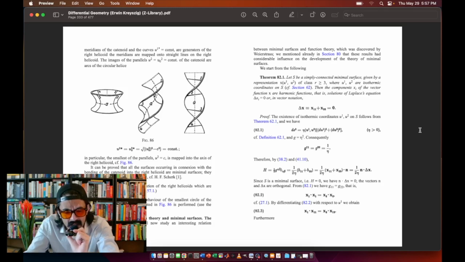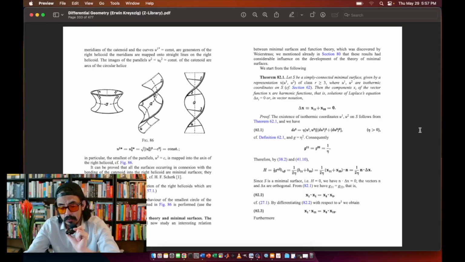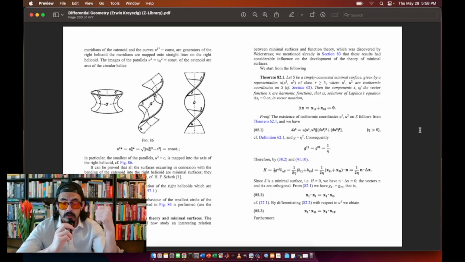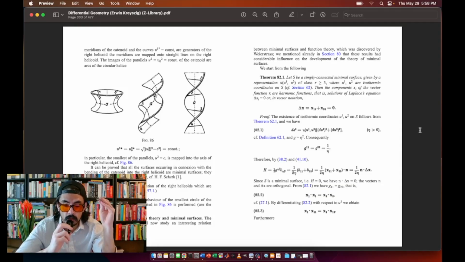So anyways, since capital S is a simply connected minimal surface, that is to say its mean curvature, capital H, is equal to 0, then we have that vector n scalar product with del of x is equal to 0, and the vectors n and del of x are orthogonal. From what I just read above, ds squared equals nu times du1 squared plus du2 squared, so we have that g sub 1 1 equals g sub 2 2.